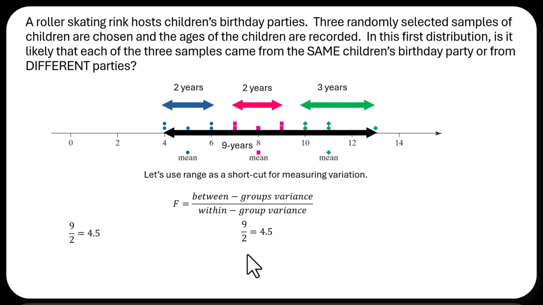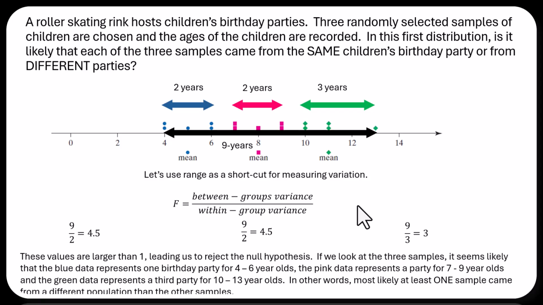And last but not least, if we look at the green group, we can see that we have a range of 3 years. So we have 9 divided by 3, which is 3. Okay. Again, I cannot emphasize enough, this is not a correct or appropriate calculation for the F statistic. It is merely a visualization to help you see that if the ratio is close to 1, then you would suggest that, oh, probably they came from the same population.